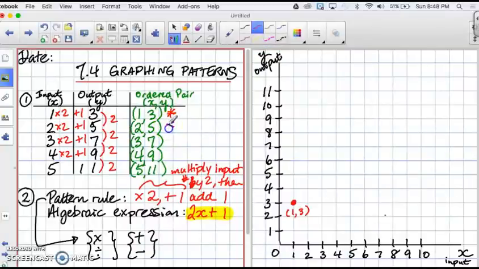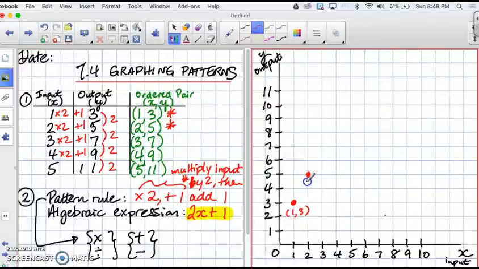Same thing for the next one. I'm going to look at 2, 5 for our next ordered pair. I know that 2 stands for the x value, so I'm going to look at that first. You always look at the x before the y, and the y value is at 5, so I'm going to plot it right there. So that's going to be 2, 5.